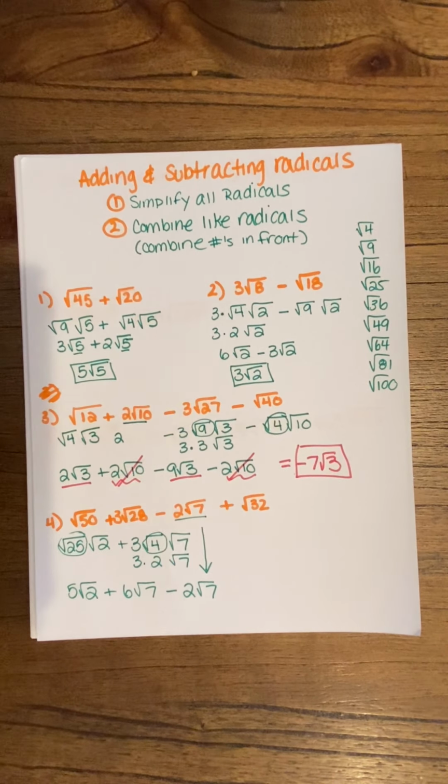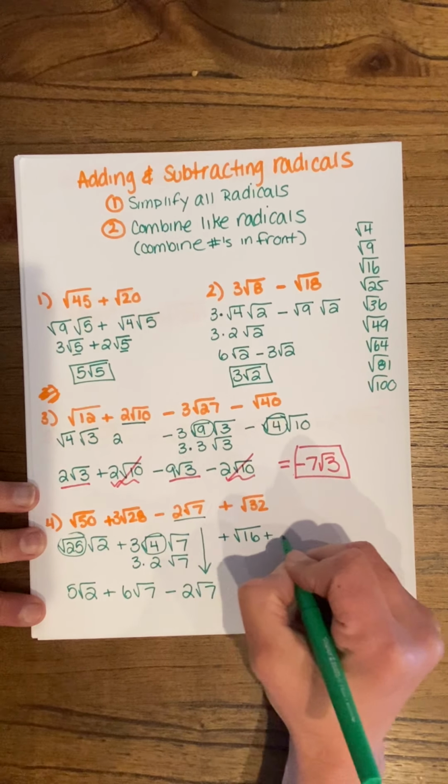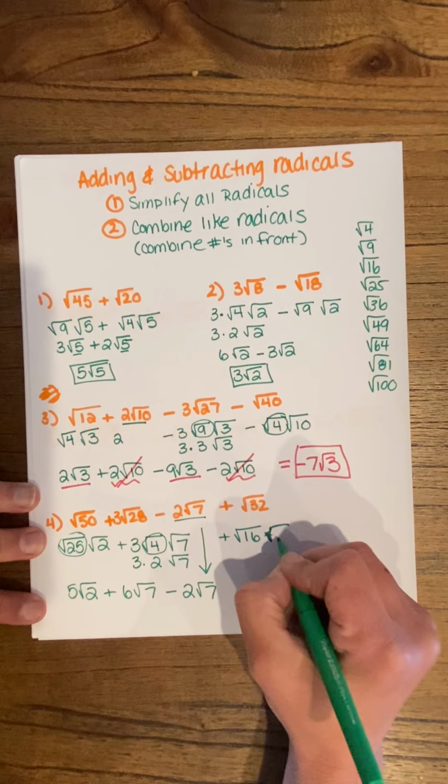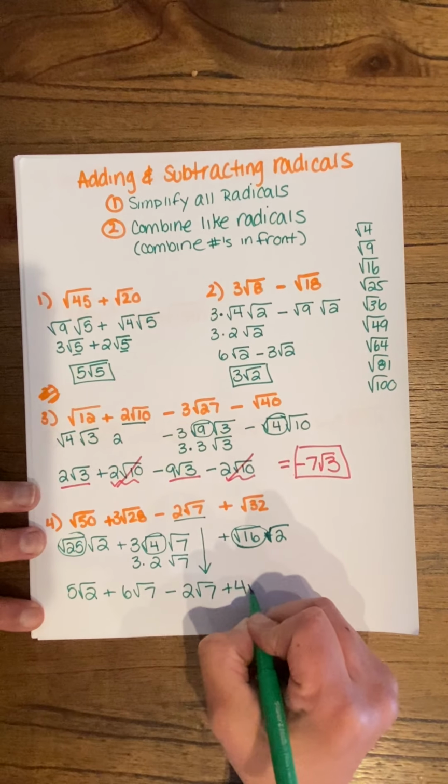The only way you can break down 7 is 7 and 1. There's nothing to be done. Now 32 can be 16 and 2. Sorry, 16 and 2. When I simplify the 16, I get 4 rad 2.